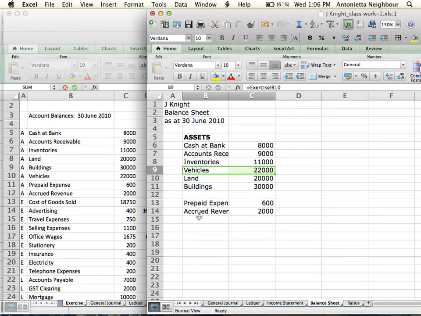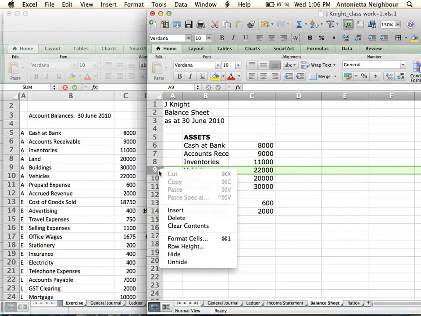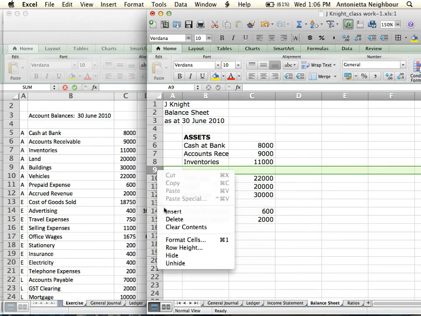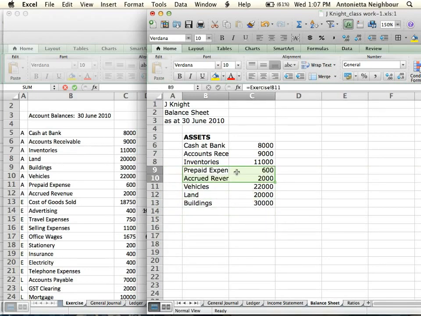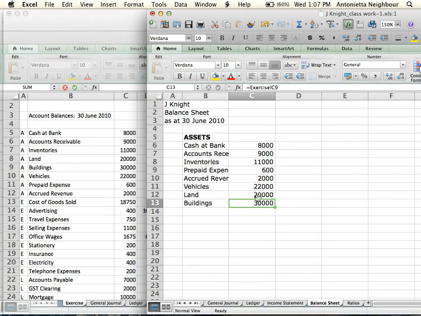Now, these are okay. Prepaid expenses and accrued revenues would go after inventory. So I want to insert 2 rows after inventories to move my balance day adjustment related accounts to that position there. So that now is in an acceptable order of liquidity. If you get land and buildings around the other way, that's okay. Motor vehicles and equipment back to front, that's fine. But if you've got cash at bank down here, you are not going to be credited with being able to order assets in any type of liquidity.